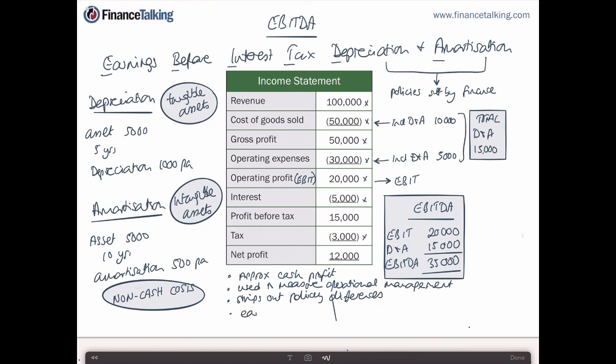And finally, being EBITDA positive, so making a profit before D&A, is often used as an early milestone for companies starting out, meaning that they're part way towards being truly profitable at the operating level.